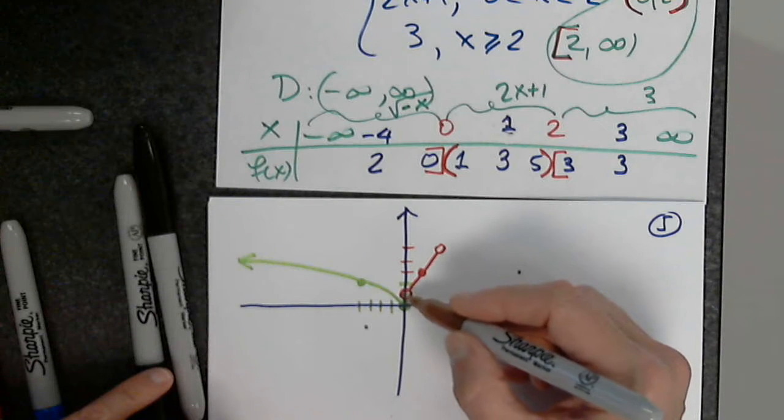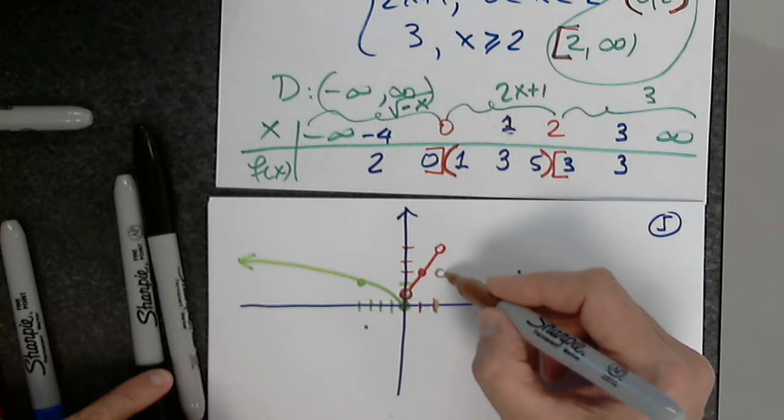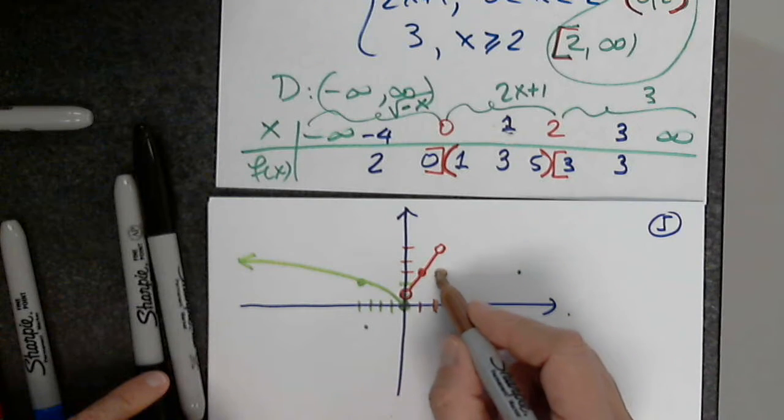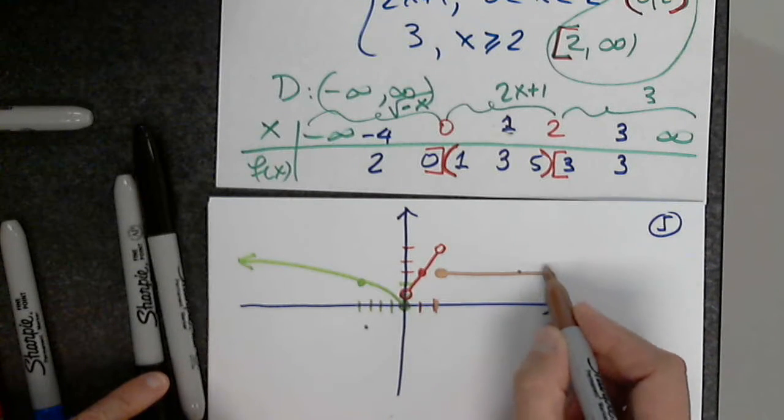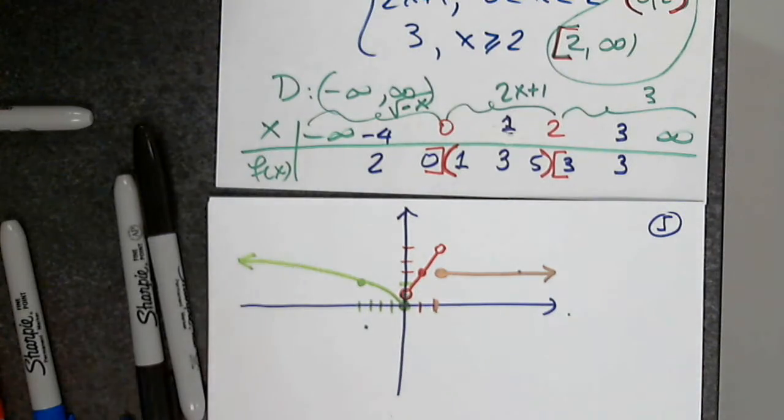So 2 comma. So this is 1, 2, 3, with that closed circle.